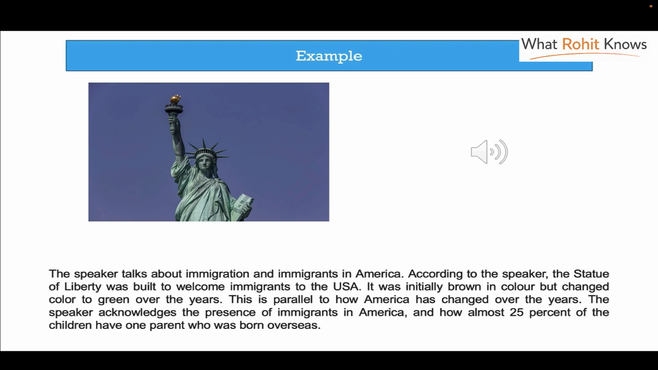The speaker talks about immigration and immigrants in America. According to the speaker, the Statue of Liberty was built to welcome immigrants to the USA. It was initially brown in color, but changed color to green over the years. This is parallel to how America has changed over the years. The speaker acknowledges the presence of immigrants in America and how almost 25% of the children have one parent who was born overseas.